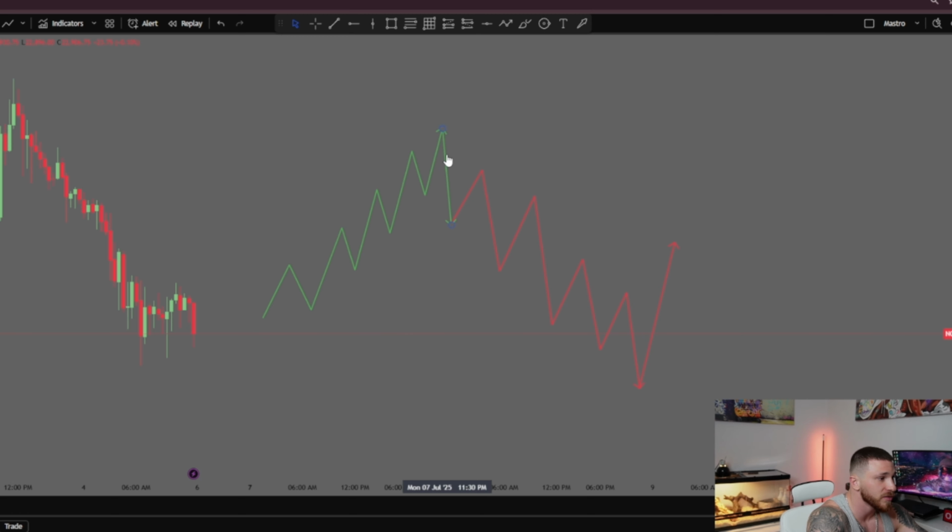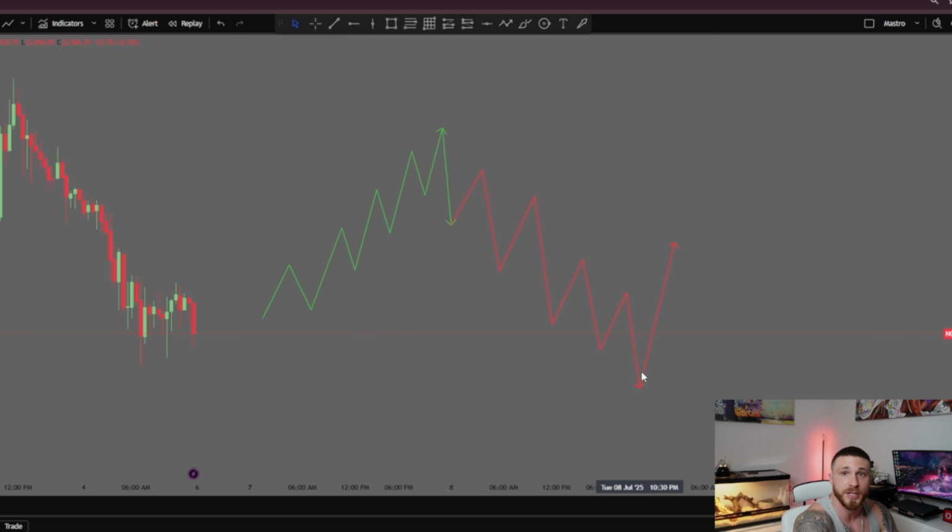If the market comes down and we close below the most recent low, that would be considered a lower low. So what does a downtrend consist of? Lower lows and lower highs. Correct? So now we're forming a lower low, then a lower high. Lower low, lower high, lower low, lower high, lower low.